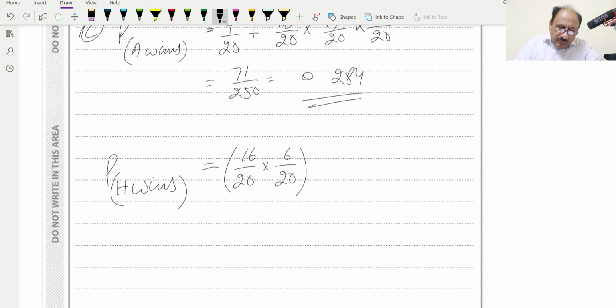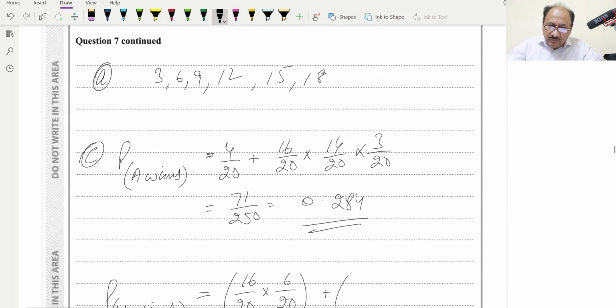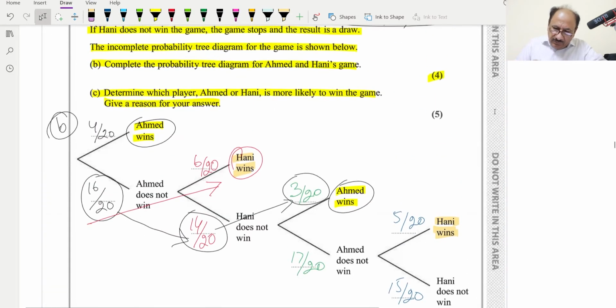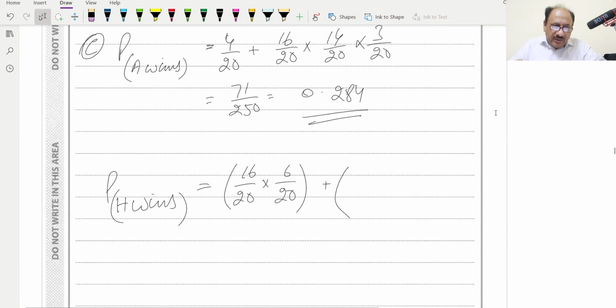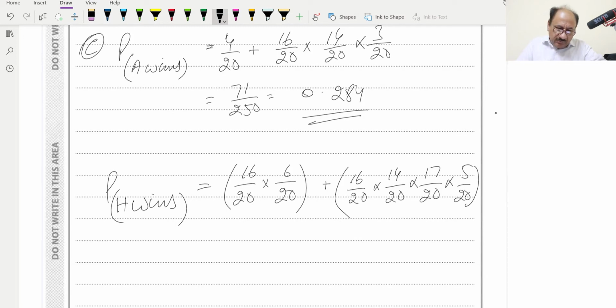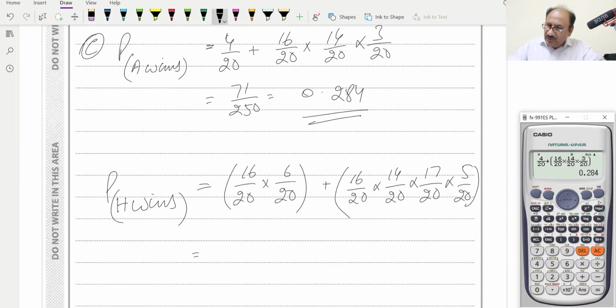So this will be one win situation, and the second situation of win for Hani will be starting from here, this one, then this one, and then this one. So this will be the route, so we will be multiplying 16 by 20, 14 by 20, 17 by 20, and 5 by 20. So we will write here 16 by 20 into 14 by 20 into 17 by 20 into 5 by 20. So these will be the two routes, and now we can simplify this.